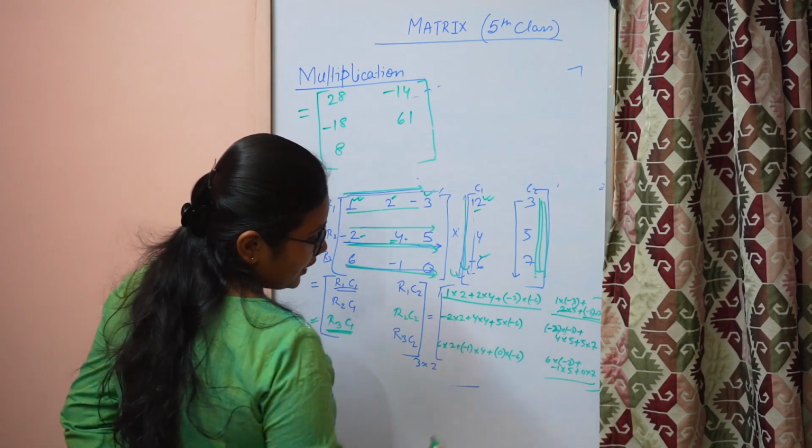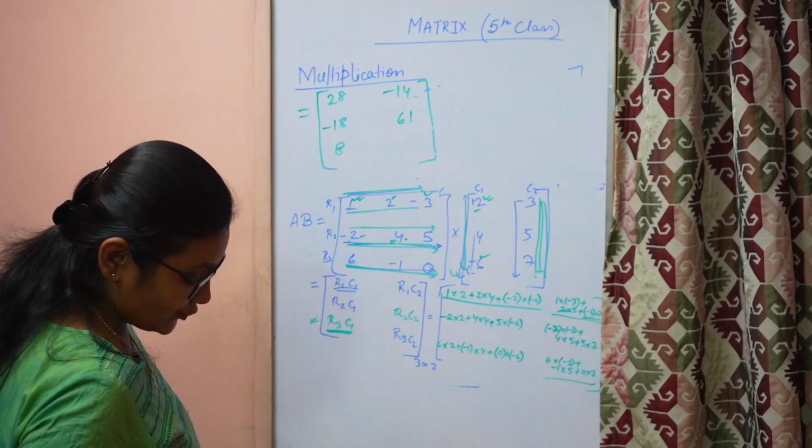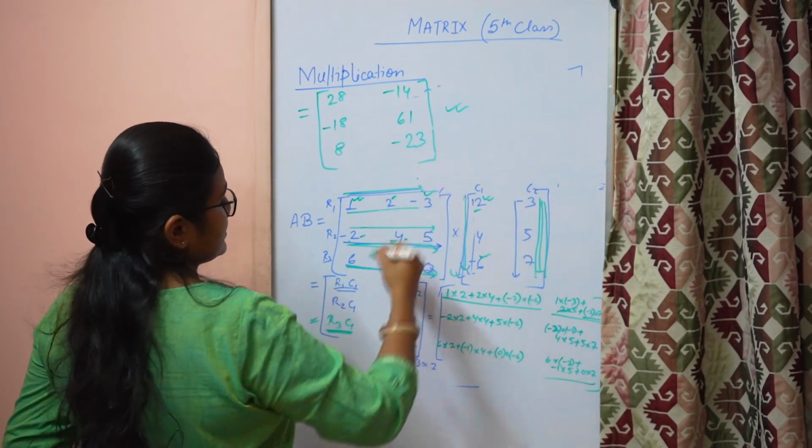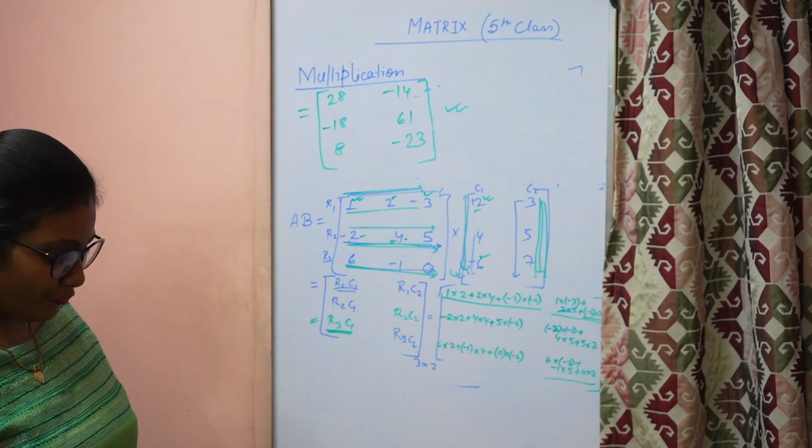Now the last one, that is minus 18 and minus 5, which will be minus 23. This is your final answer of the multiplication.